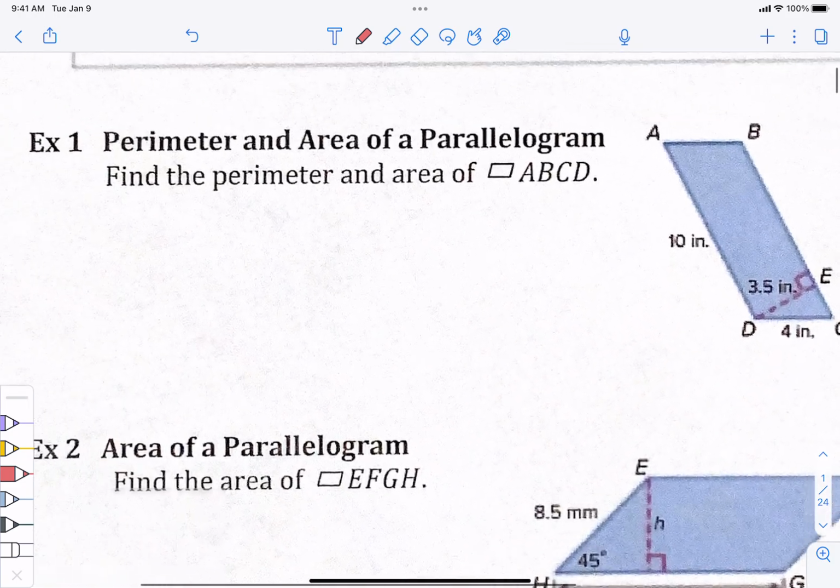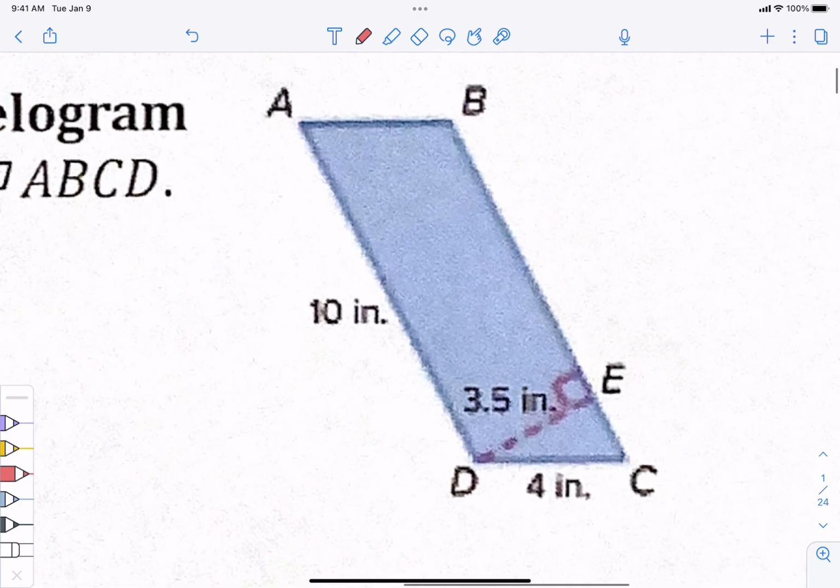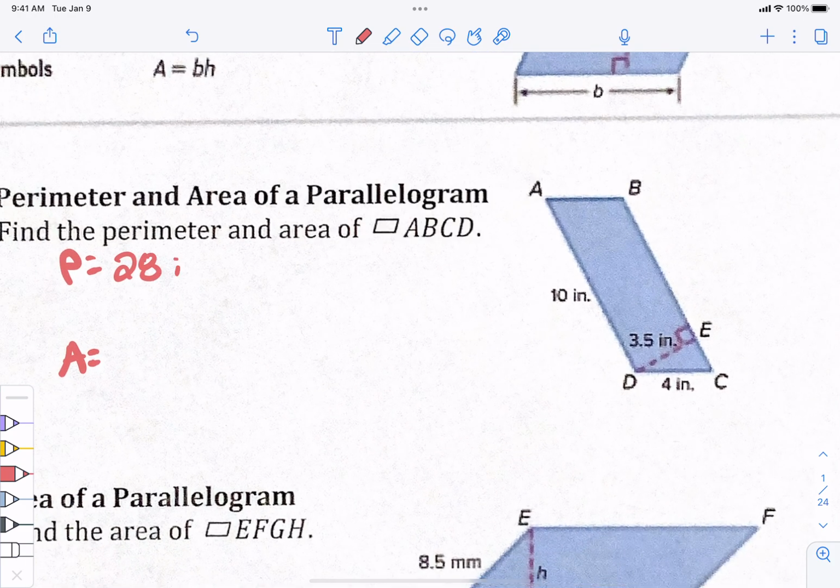All right, let's go down to our first example. Find the perimeter and area. Perimeter, area. Let's do perimeter first. The sides are 10 and 4 and 10 and 4. 28. 28 inches. Just inches, no squared. Do you see how we get 28? Do I need to go back through that? That was kind of fast.